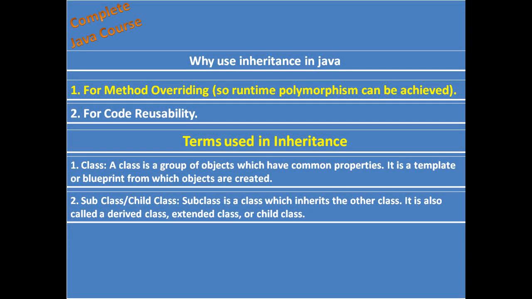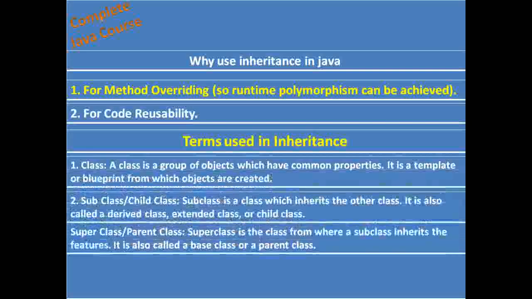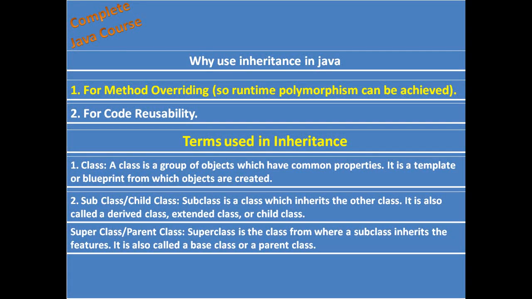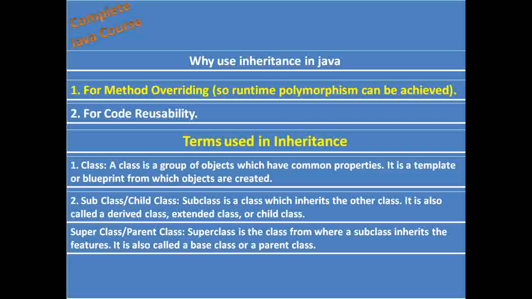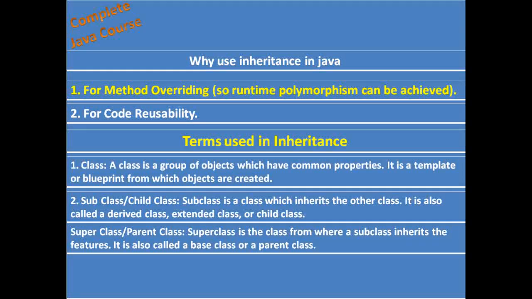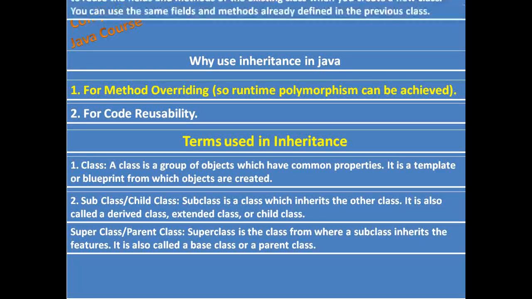Number 2, subclass or child class. A subclass is a class which inherits the other class. It is also called the derived class, extended class, or child class. Number 3, superclass or parent class. A superclass is the class from where a subclass inherits the features. It is also called a base class or a parent class.